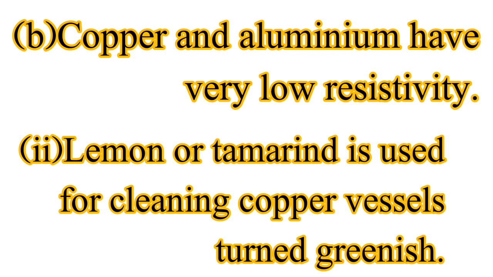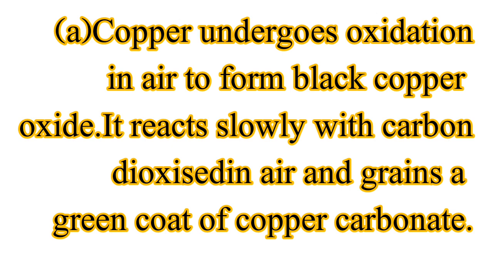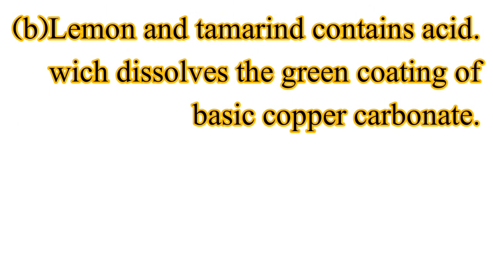Second question: lemon or tamarind is used for cleaning copper vessels that turn greenish. Answer, A point: copper undergoes oxidation in air to form black copper oxide. It reacts slowly with carbon dioxide in air and gains a green coat of copper carbonate. B point: lemon and tamarind contain acid which dissolves the green coating of basic copper carbonate.